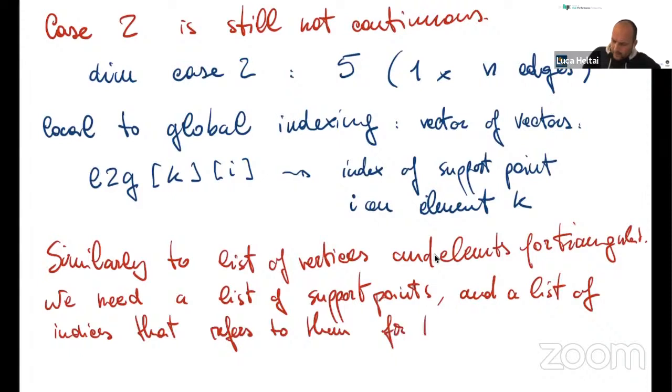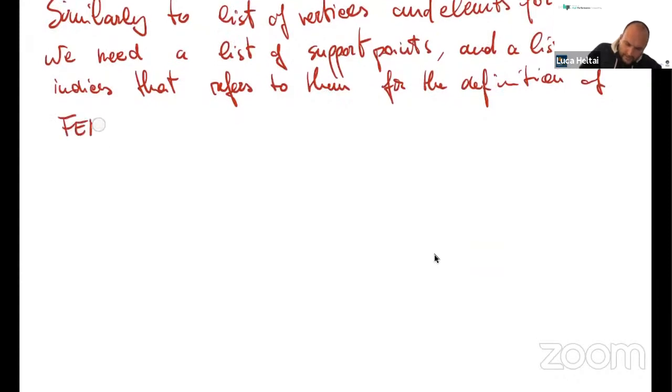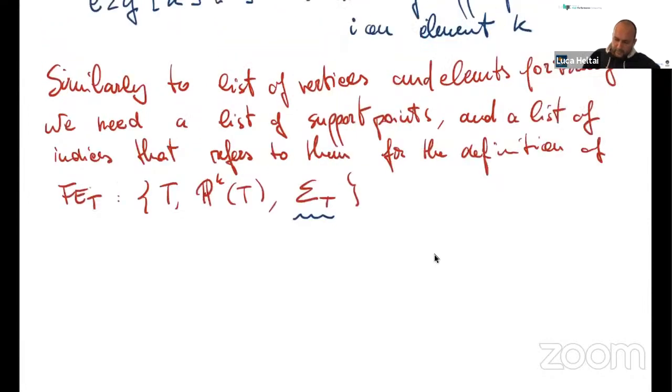for the definition of the finite element on T, which is the triple T, P_k of T, restricting just to polynomials over K, and sigma of T. In particular, here is where this list will play a big role. Okay, so let's go back to our example.